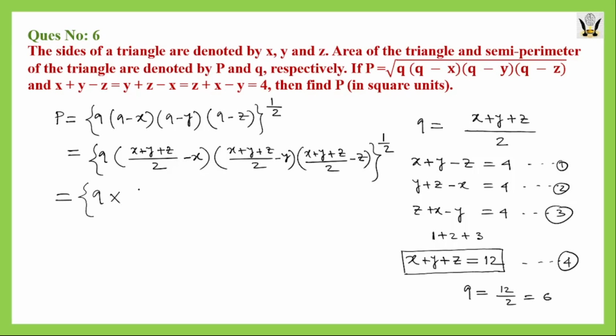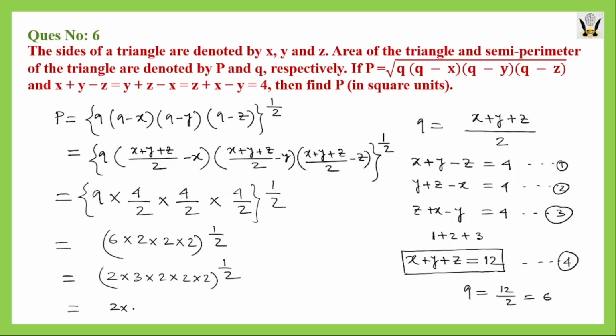So finally this value will be 4 divided by 2, and q is how much? Q is 6, that we have already found out. So 6, and here it will be 2, here it will be 2, here it will be 2, and then square root of that. So it will be 2 2's, and then it will be root 3. That means finally it will be 4 root 3 square units.